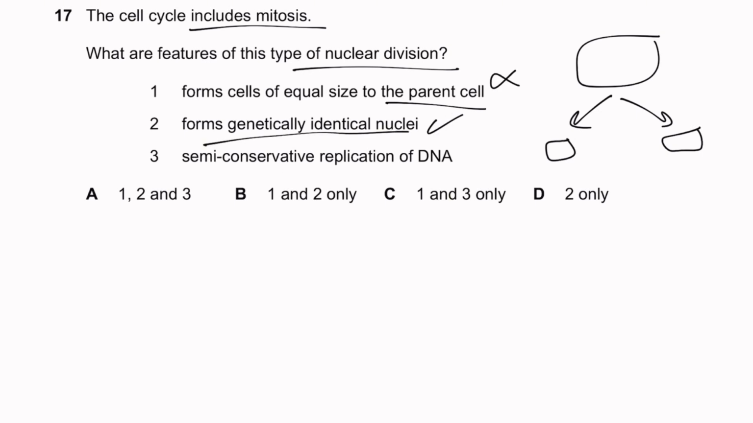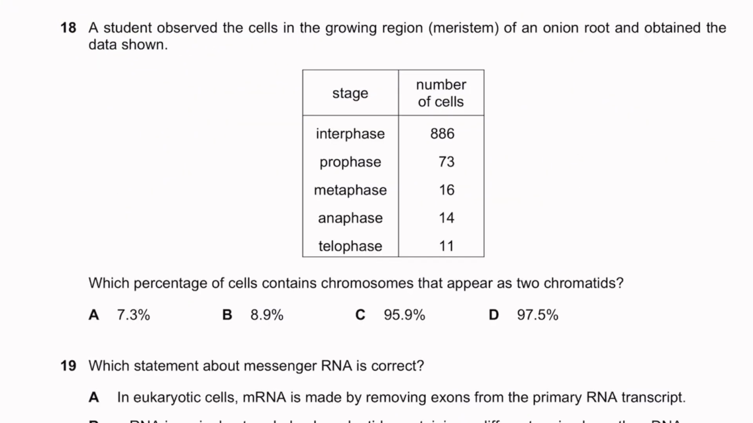Semi-conservative replication of DNA. Well, replication of DNA is definitely part of the cell cycle. However, since he's asking about nuclear division, specifically mitosis, this is only part of interphase and not part of mitosis or nuclear division, and therefore it's 2. A student observed the cells in the growing region, the meristem of an onion root, and obtained data shown. So he got the different stages, and he said which percentage of cells contain chromosomes that appear as 2 chromatids.